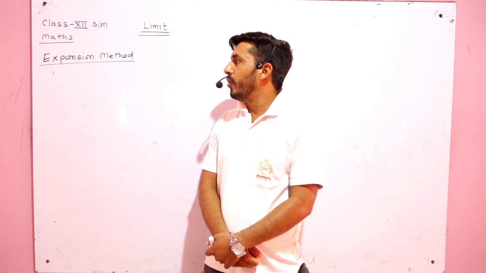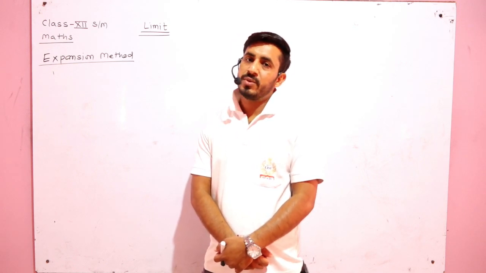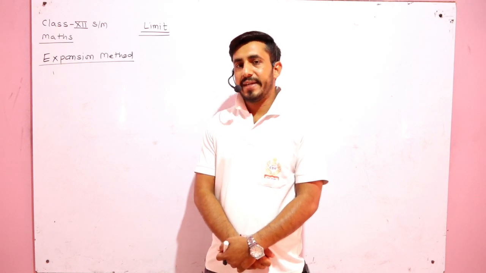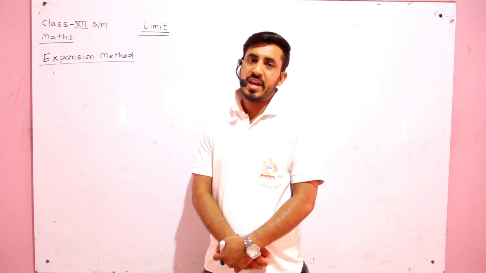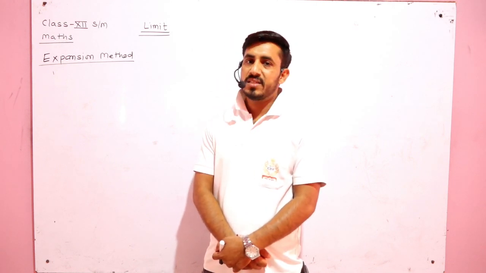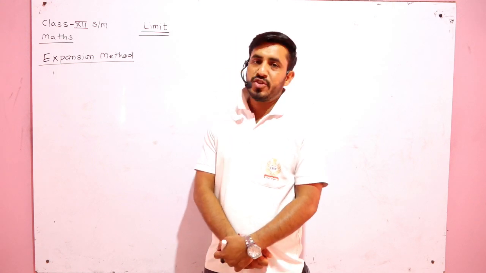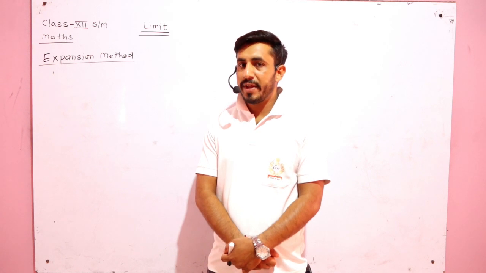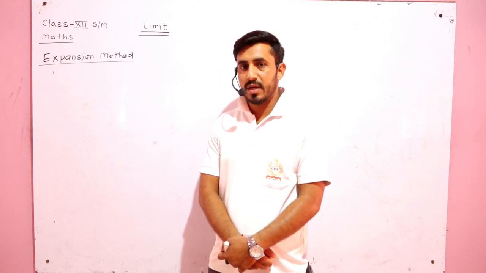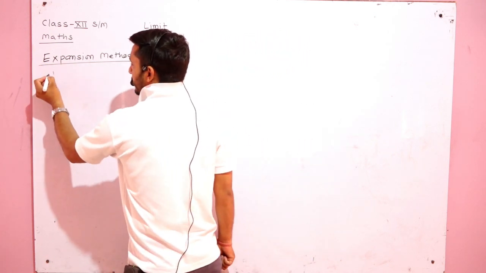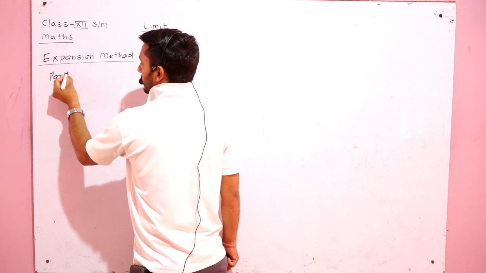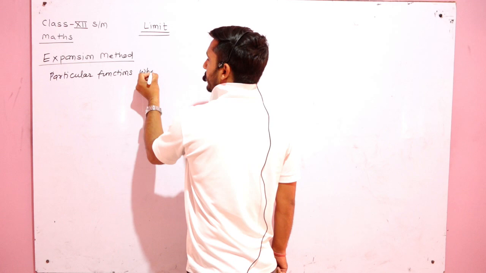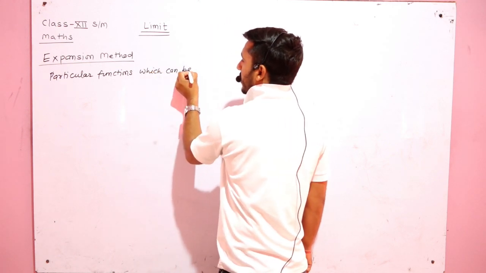First we will know when and how the other methods except the substitution method will work. By substituting, if we get any indeterminate form, then we will use another method, as here the expansion method. Here we will expand some particular functions, then we will calculate the limit of a function. The most used particular functions which can be expanded I am writing here.